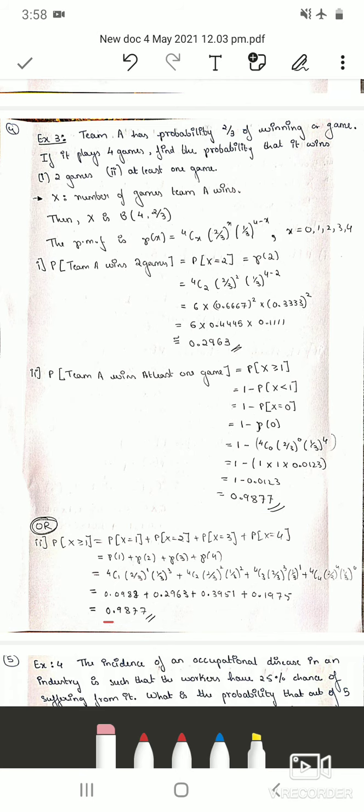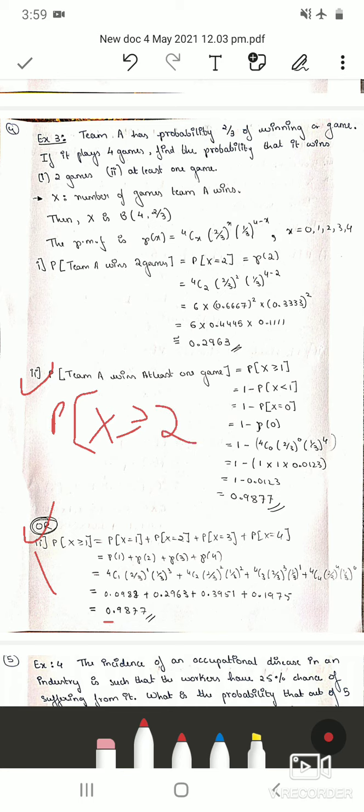So this is the importance of taking a complementary event. Either you can solve by this method or this method, you will get the same answer. Suppose here they had given team A wins at least 2 games, then it would be probability of x greater than or equal to 2. Then you have to calculate probability of x equal to 2, x equal to 3 and x equal to 4.